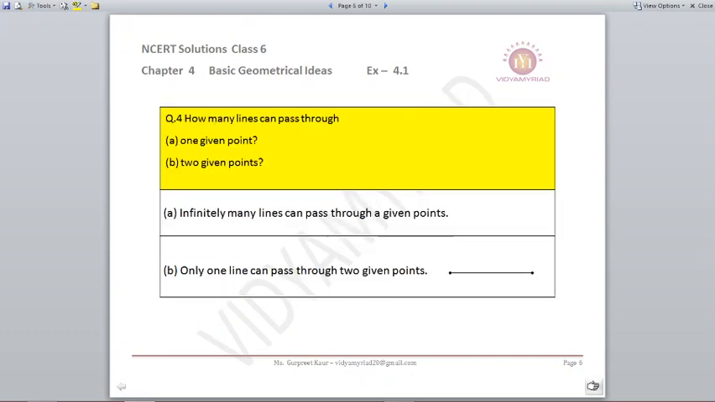Question number 4. How many lines can pass through one given point and two given points? Now, if you see the B part, there are 2 points, and from the 2 points you can draw only one line. One straight line can be drawn from it. But if there is only one point, you can draw plenty, as many as possible. So we can say that there can be infinite lines which can pass through one single point.